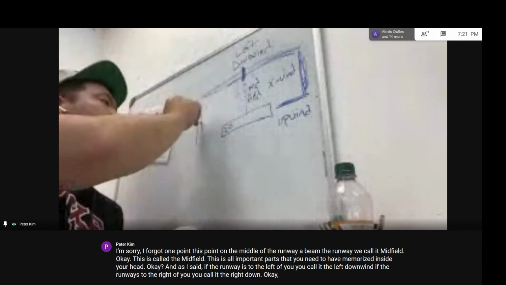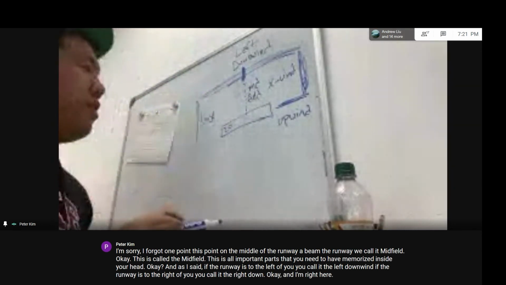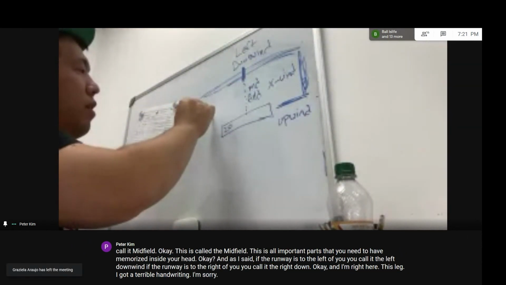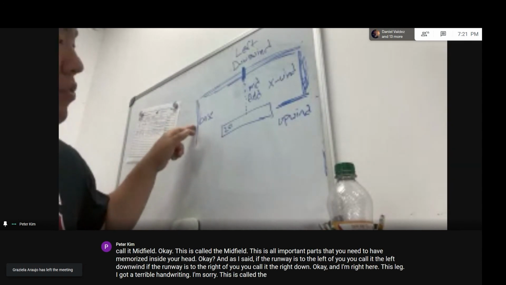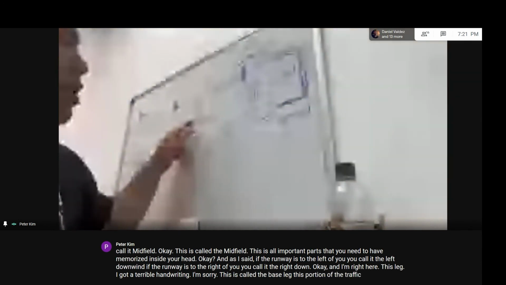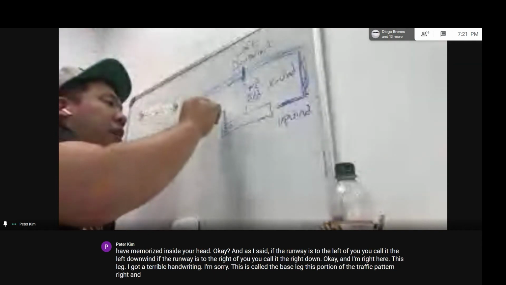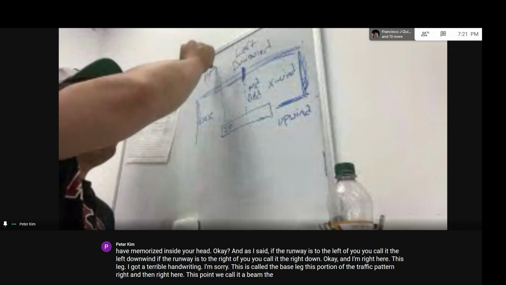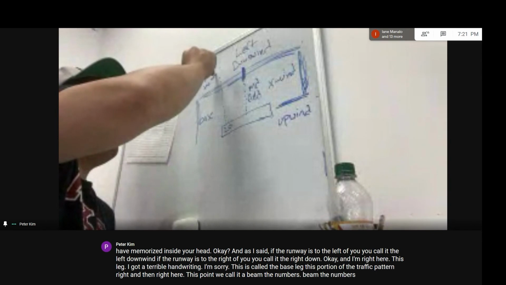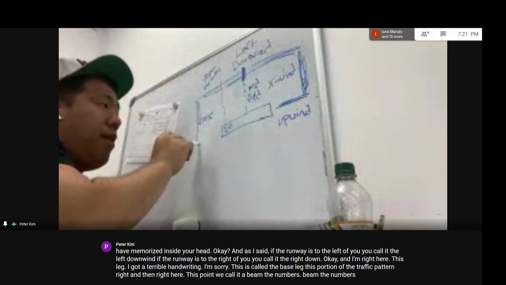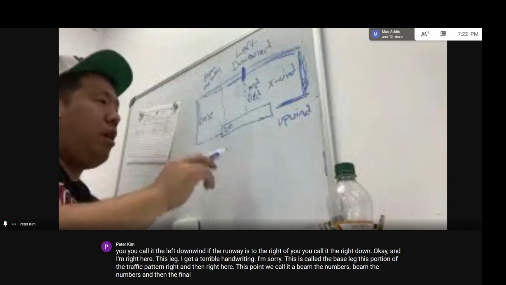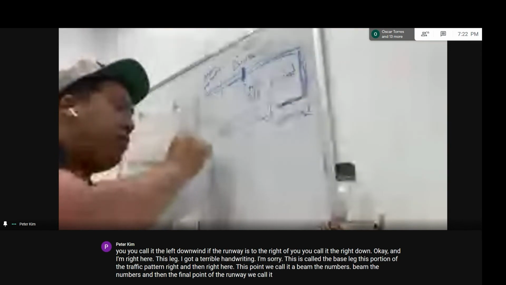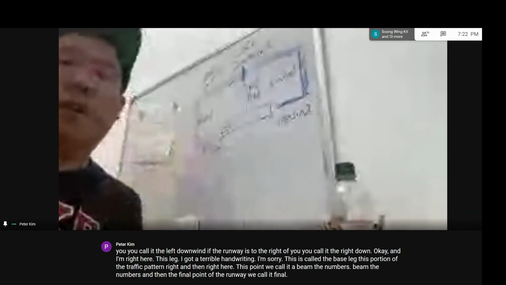Okay. And then right here, this leg, I've got terrible handwriting, I'm sorry, this is called the base leg. This portion of the traffic pattern, right? And then right here, this point, we call it abeam the numbers. Abeam the numbers. And then the final point of the runway, we call it final. All right.